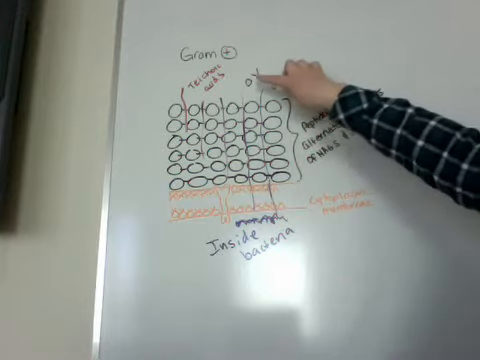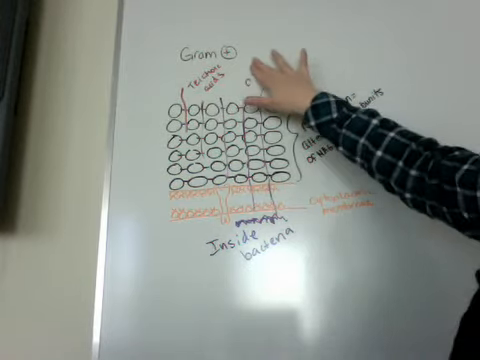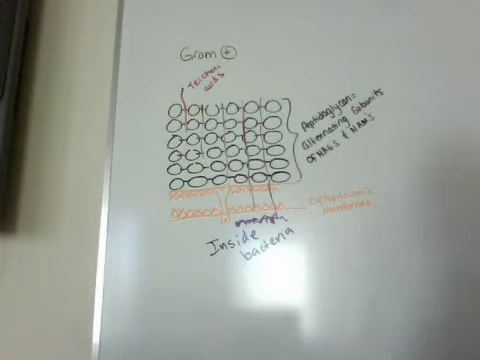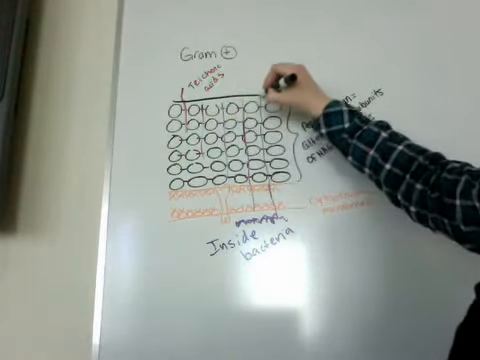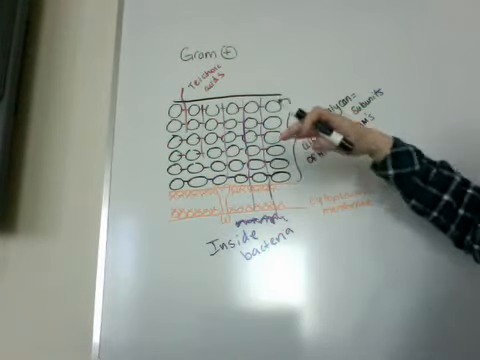All right, so we added our crystal violet. It comes on down. Then what happens is you add the iodine. The iodine is the mordant. So once the iodine comes on, it's basically sealing everything in place. All right, so for a gram-positive, you've now sealed it in place.